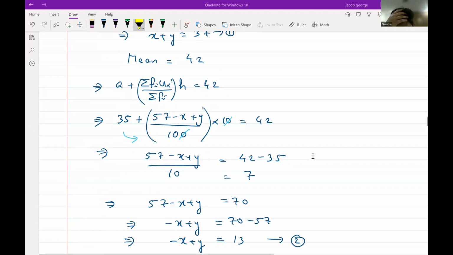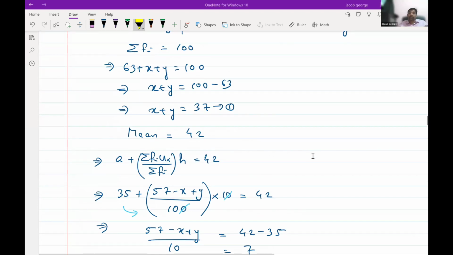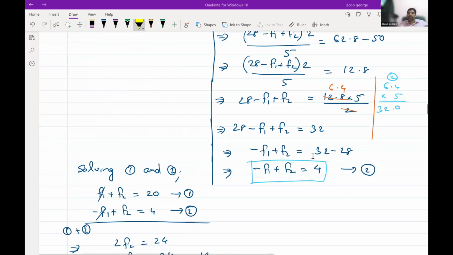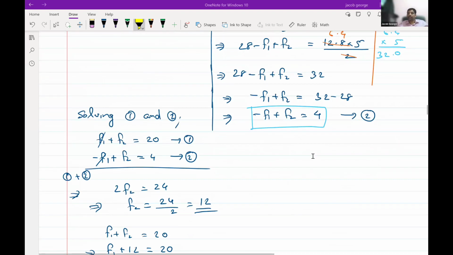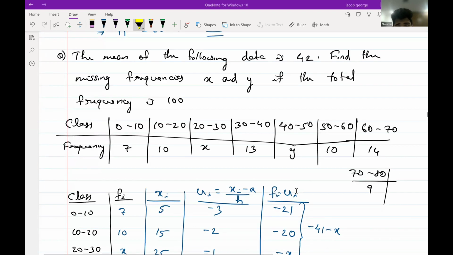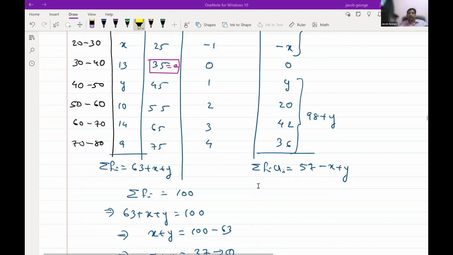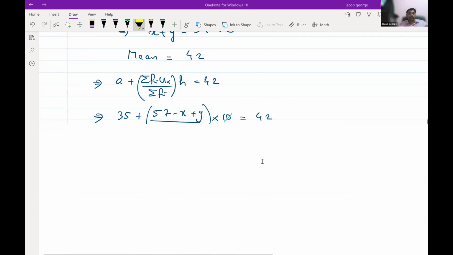Instead of taking them as f1 and f2, we can take them as x and y. If f1 and f2 are given in the question, take them as f1 and f2. If x and y are given, for example in this question, you will take them as x and y, okay? If P and Q are there, in some questions it will be small letters p and q, you will write p and q, okay?